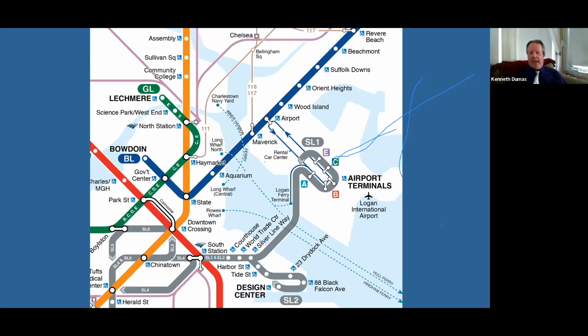And here we go. We have the very clear counterclockwise loop of the Silver Line hitting all the terminals in the proper order. We also have the thick blue line coming from Airport Station, also shown as a loop, hitting every terminal in the right order, as well as the rental car facility and the Logan Ferry.